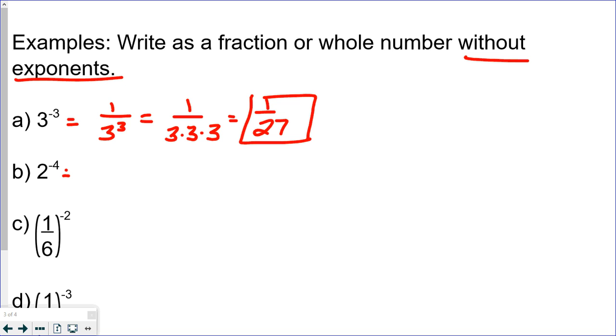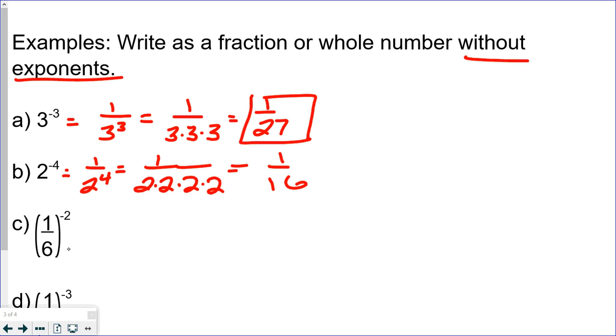2 to the negative fourth: first change it into 1 over 2 to the positive fourth. And then 2 to the fourth is 2 times 2 times 2 times 2. So that's 2 times 2 is 4, times 2 is 8, times 2 is 16.